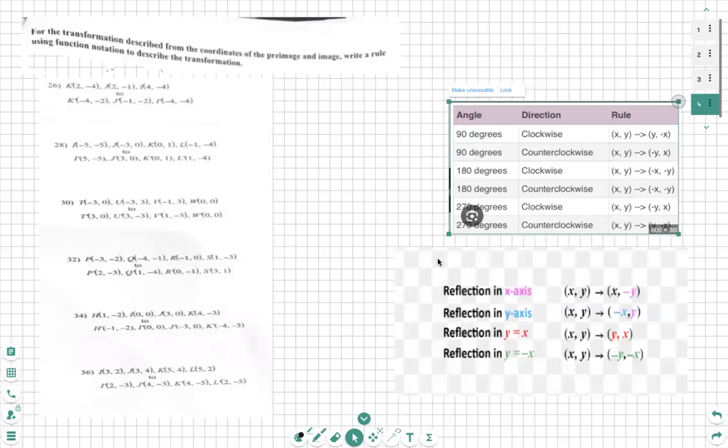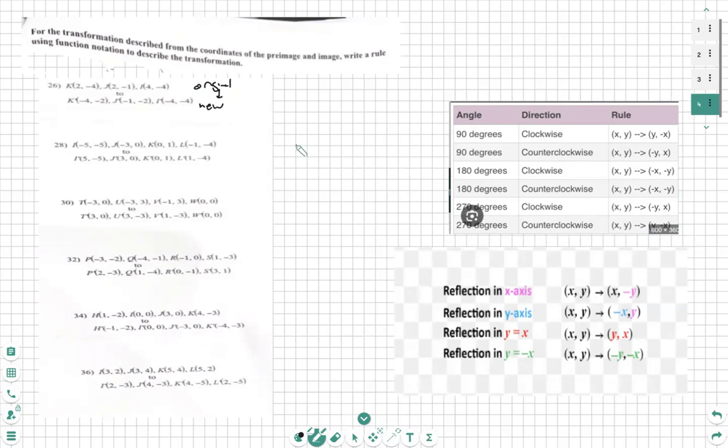Hello. In this video, we are going to go over rotations and reflections and being able to identify them given original points and new points. Looking at 26, the given points that we start with are original points, and then they change to our new points. So this will be our original. This will be our new.